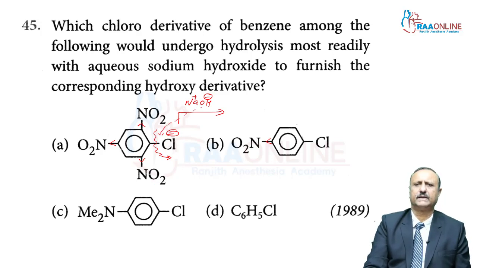So, my dear students, in this hydrolysis, the chloride ion is removed more easily when more electron withdrawing groups are attached. Here these are the electron withdrawing groups. So, my dear students, your answer to question number 45 is A.